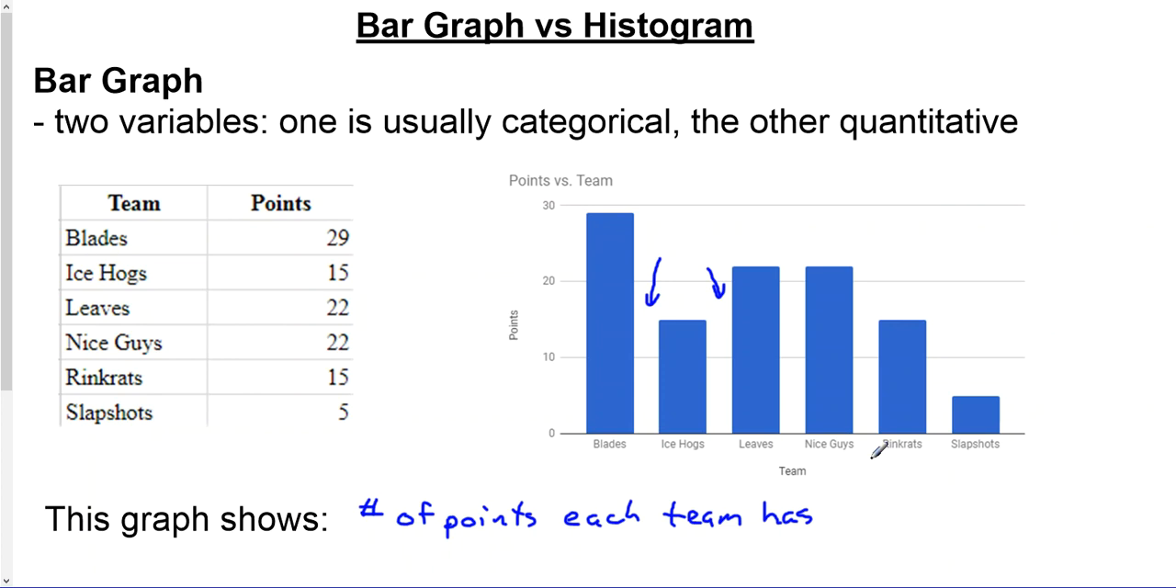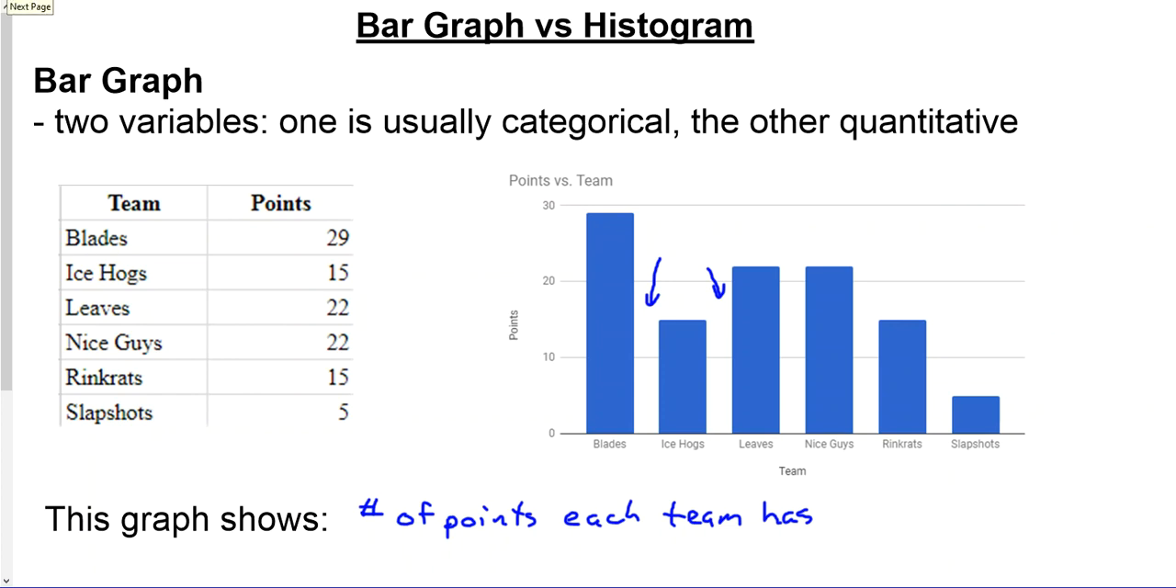Also keep in mind that we could order this in any order that we wanted along the x-axis. We could have put the Slap Shots way up here at the beginning, then the Blades, then the Ice Hogs, and then switch the Nice Guys and the Leaves around. The graph would still show you the same thing. It would still show you a list of team names and the number of points that they have. So those are features of a bar graph.